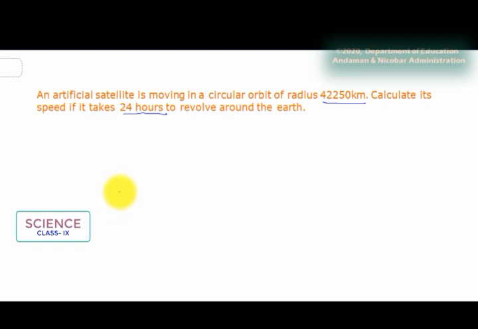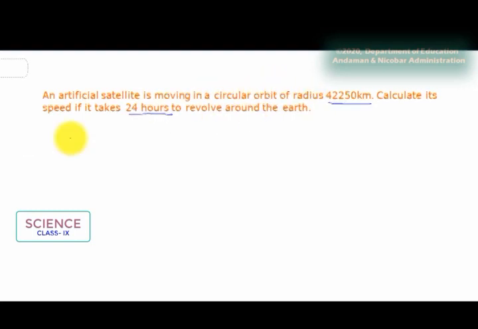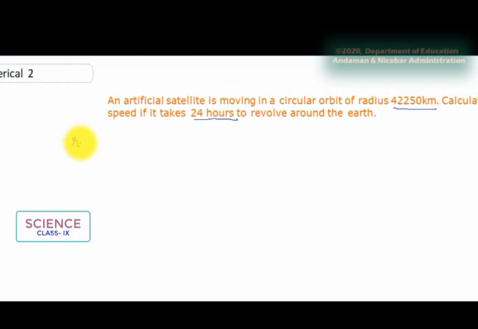How will we solve? As we know, whatever physical quantities are given in the question, that has to be written first. So what are the quantities given? Here the radius is given. So here we can write r is equal to, what is the value of radius? 42,250 kilometer is the radius. And time is given here, t is equal to 24 hours.